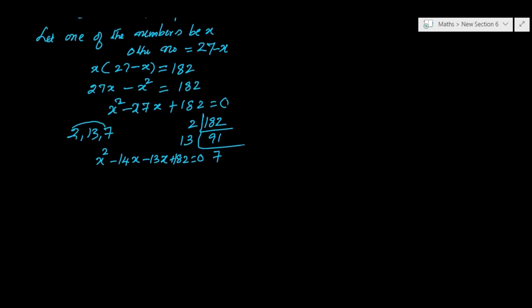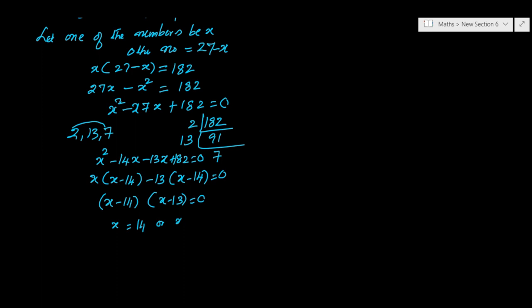Then here, x times x minus 14, minus 13 times x minus 14, 13 14s are 182. Therefore, x minus 14 times x minus 13 is equal to 0, x is equal to 14, or x is equal to 13. Therefore, the solution set is 14 and 13.